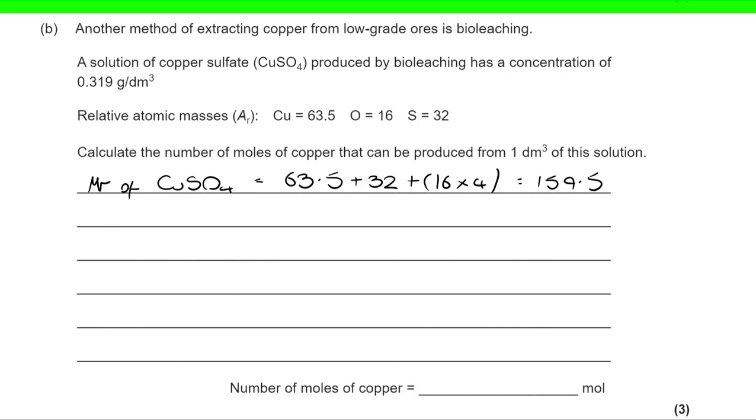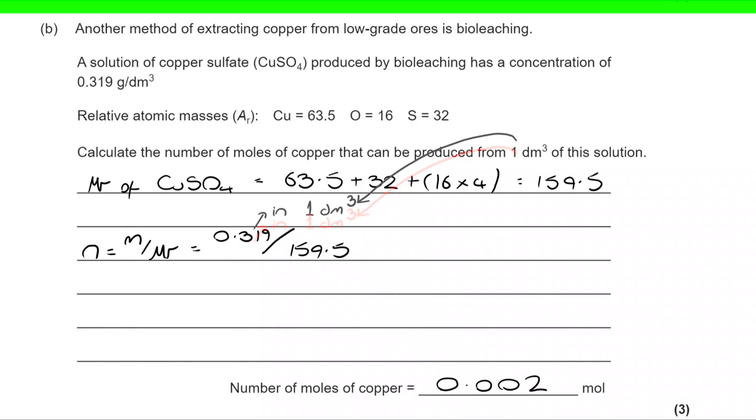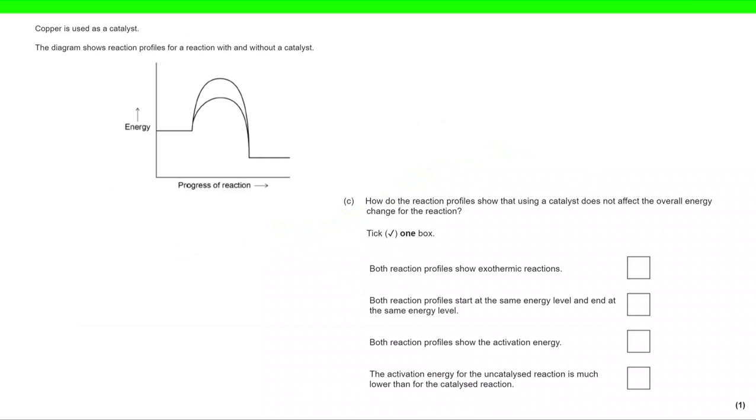Now note that this is in 1 decimetre cubed. We know there are 0.319 grams in 1 decimetre cubed. So if I know the mass and I know its Mr, I can work out how many moles are in 1 dm cubed. So I take the 0.319, I divide by the 159.5, and that takes me to the answer of 0.002 moles.